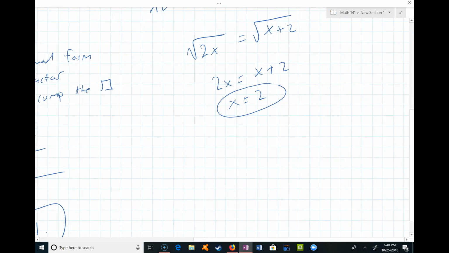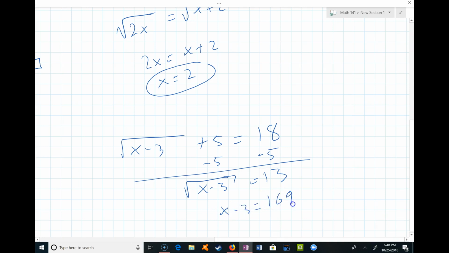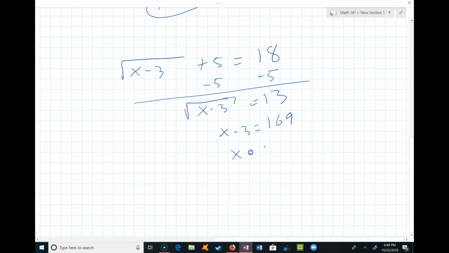The basic idea is you've got to get the radicals by themselves. So for example, if I had the square root of x minus 3 plus 5 is equal to 18, I would not square both sides right now. I would subtract 5 from both sides first. So I get the square root of x minus 3 is equal to 13. Then I would square both sides. So I get x minus 3 is equal to 169. And add 3 to both sides, and I get x is equal to 172. And of course, if I check 172 real quick, it works. Awesome.